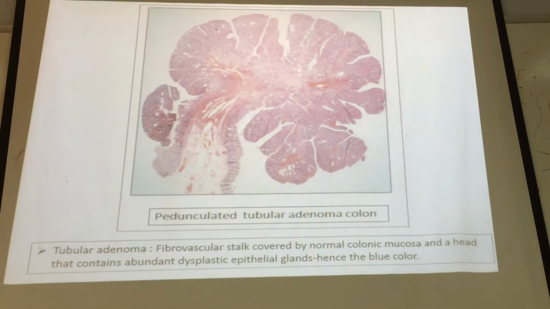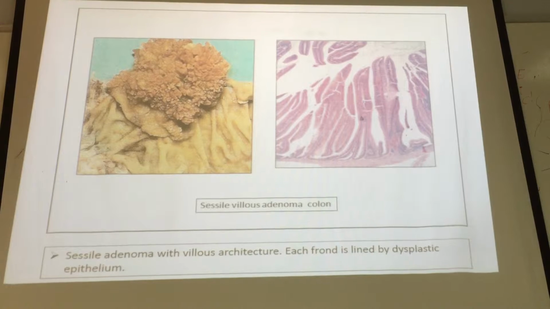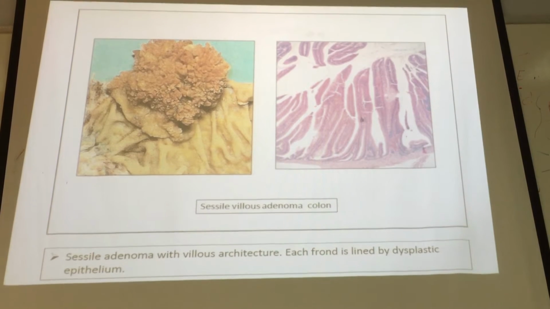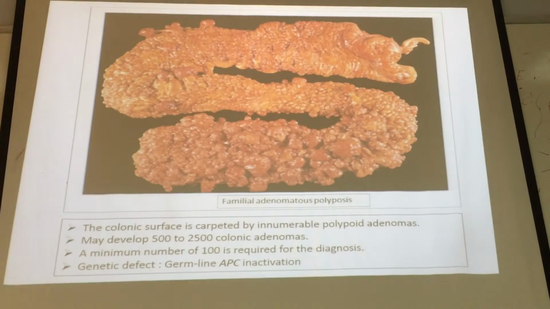Now this completes the two types of adenoma. Actually there are four. One is tubular, this one. Another is villus adenoma. Another is a mixture of the two, tubulovillus. Another is serrated adenoma. We have the serration. I don't keep a picture of that.